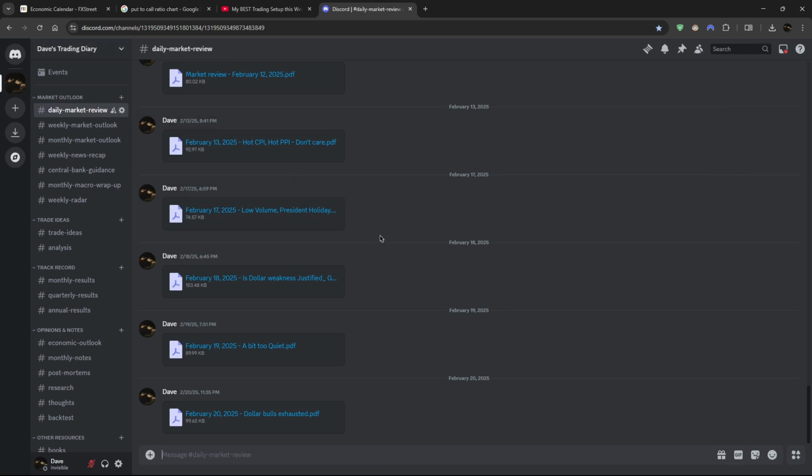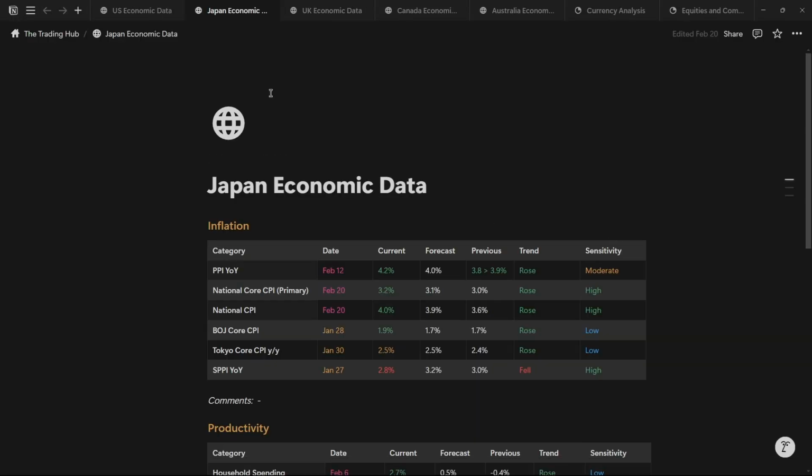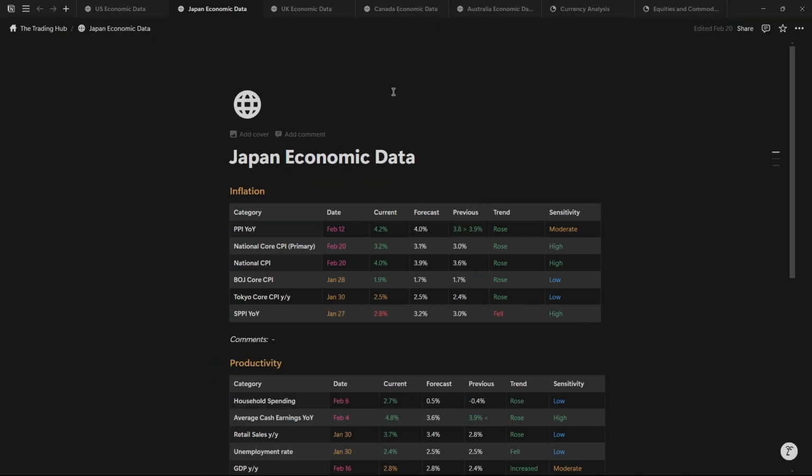This is literally just my trading diary where I clear my mind when it comes to trading. This is how I keep everything organized as it relates to trading. So I'll go through this Discord server and what I have, and then I'll cover something that I think is important, which is my Notion, and this is how I analyze the market.